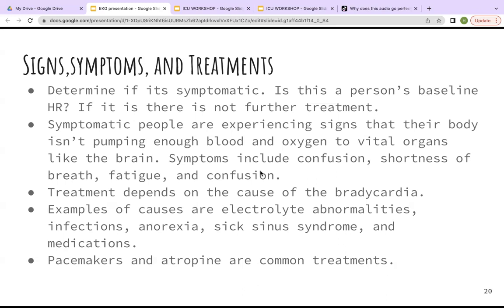In emergency situations, atropine is going to be given. Typically, I've only seen that when we're in a code blue situation, and that's just to jumpstart the heart and get it beating at a faster rate. And then pacemakers, that's going to be a permanent resolution to be able to get the heart to beat at the appropriate times per minute.